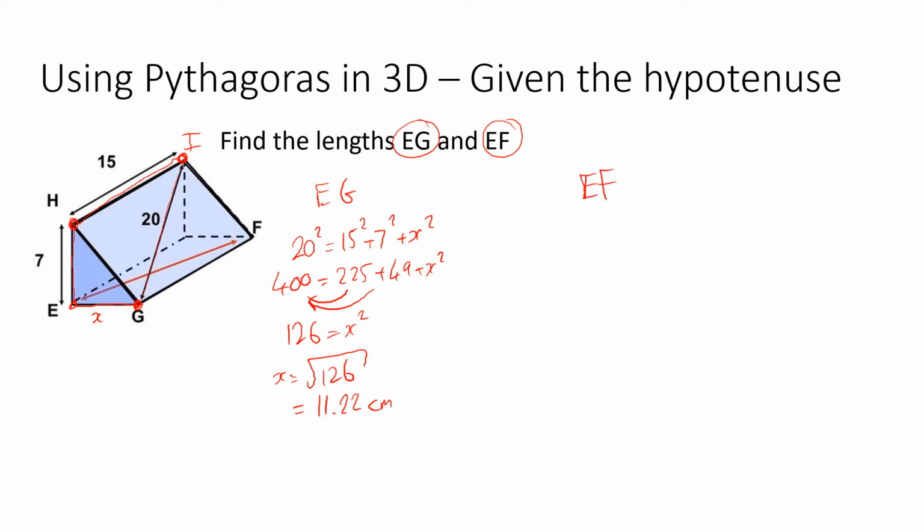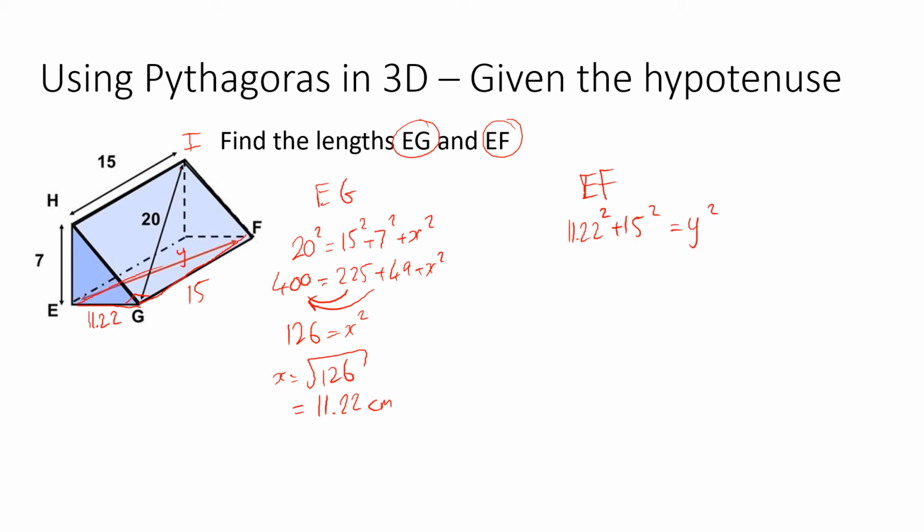Also got to find EF. Now EF is just the distance from E to F, obviously. That relies on the length FG and the length from E to G. So we've already worked out this length as being 11.22. We're going to have to use that. The length from G to F is 15. So now we've got a 2D triangle. We can say 11.22 squared plus 15 squared. Let's call this y. It's going to give us our y squared.